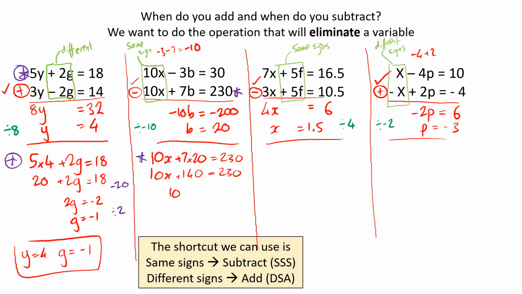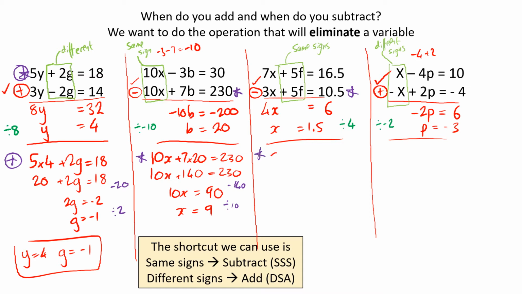Take away the 140, we'll get 10x is 90. Divide by 10, we'll get x is 9. So our answers there are b equals 20 and x equals 9. What about for the next one? They both look equally easy to me, so I'll choose the one with the smallest numbers.